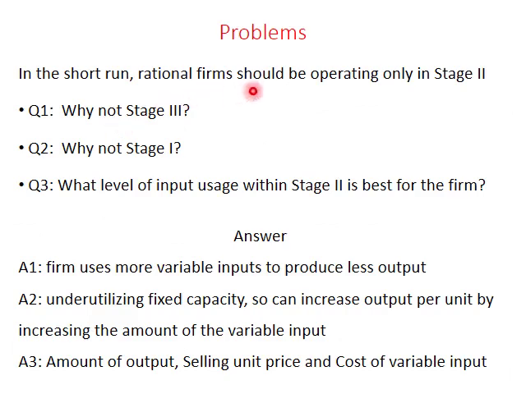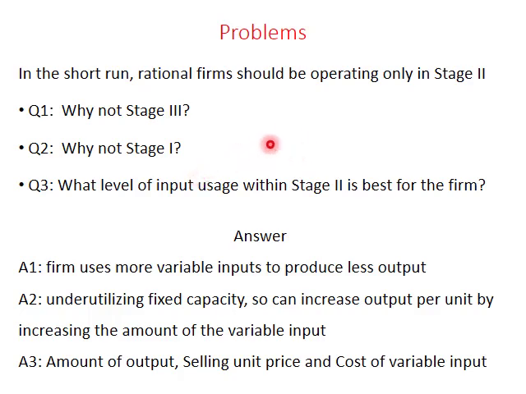Now let me ask you one question. In the short run, rational firms should be operating only in stage 2. What is the reason behind operating in stage 2? First, let us see stage 1. Why not in stage 1? In stage 1, we are not using all the capacity of the fixed resource, the fixed input. So we can add the variable input so as to achieve maximum product or a high volume of output.